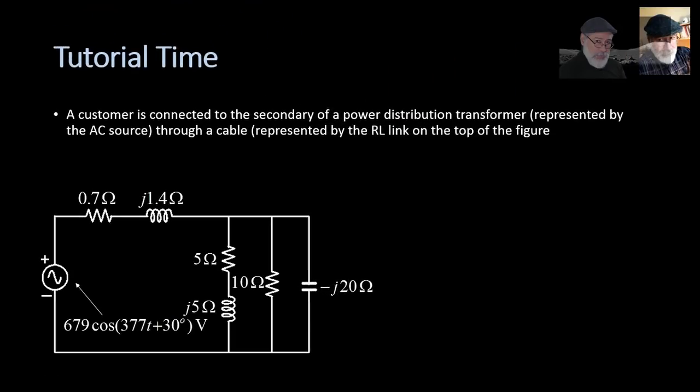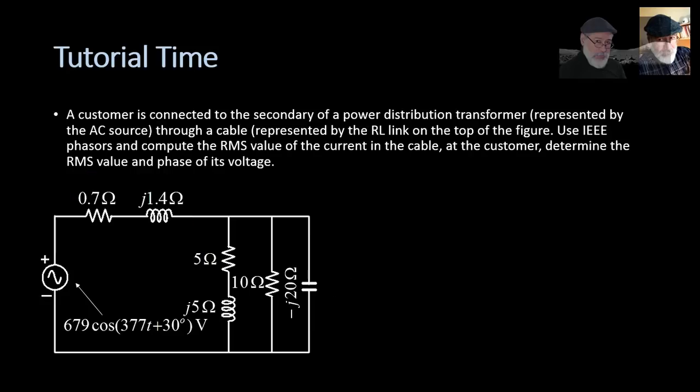Tutorial time. Let's say we have a customer. It's represented by all of those elements there. It is connected to the secondary of a power distribution transformer that is represented by that sinusoidal source through a cable that is represented by that RL branch. The question is, use IEEE phasors, that is RMS phasors, right? And compute the RMS value of the current in the cable, that is one. And at the customer, compute what is the RMS value and the phase of the voltage at the customer.